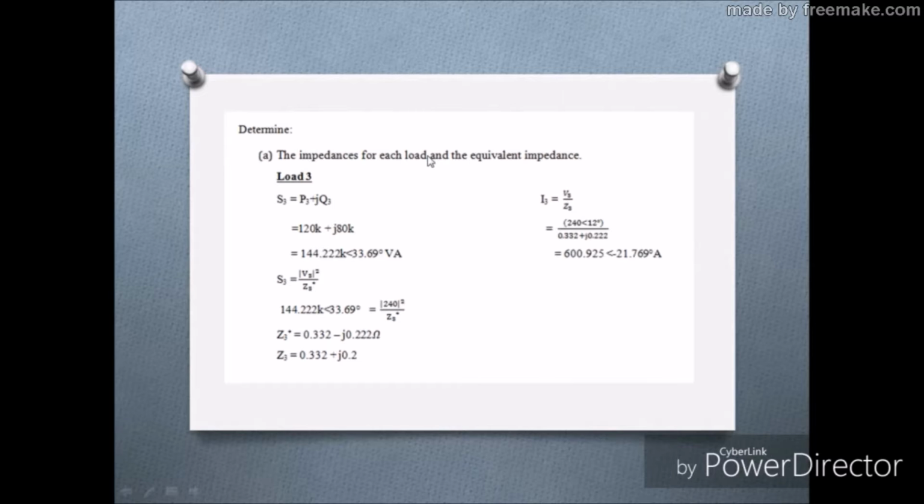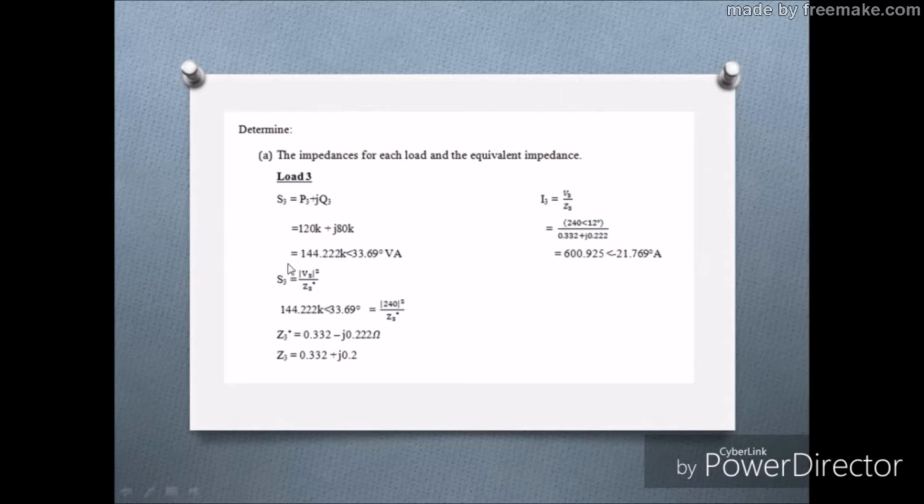For the first question, which is question A, we have to find the impedance for each load and the equivalent impedance. So first of all, we're going to find load 3, as only load 3 is given voltage at it. We're going to use the formula S equal to P plus jQ as P and Q have been given. So this is the final answer for S3.